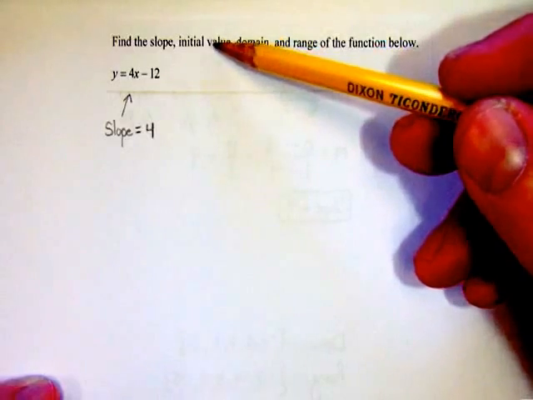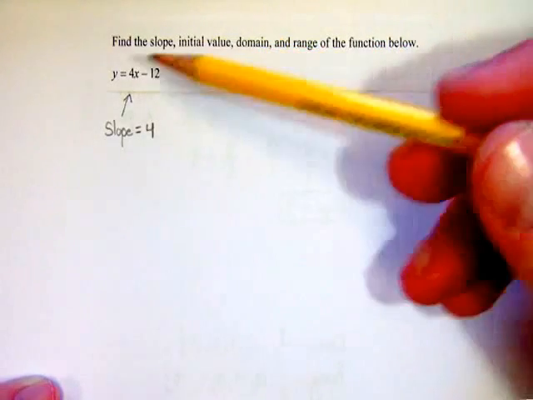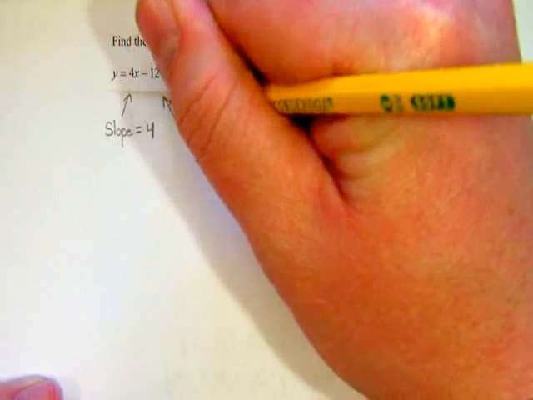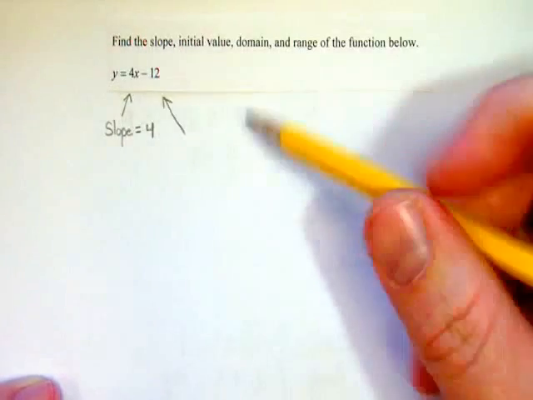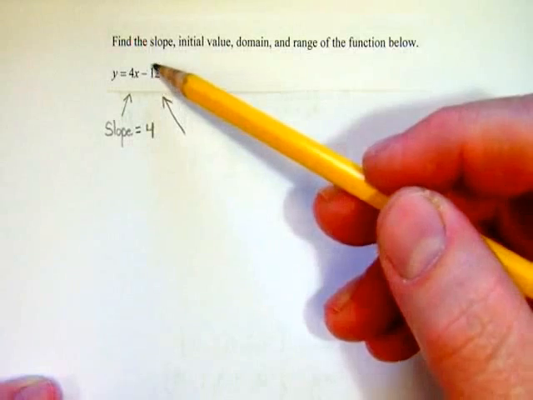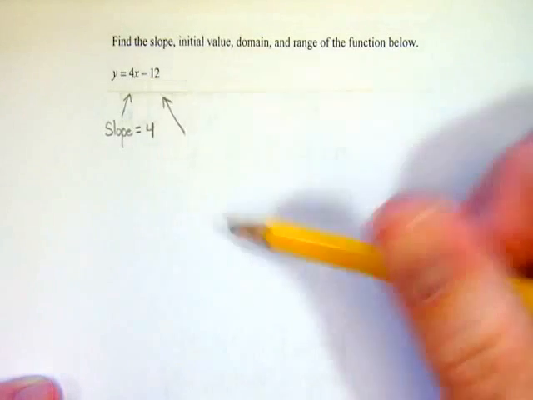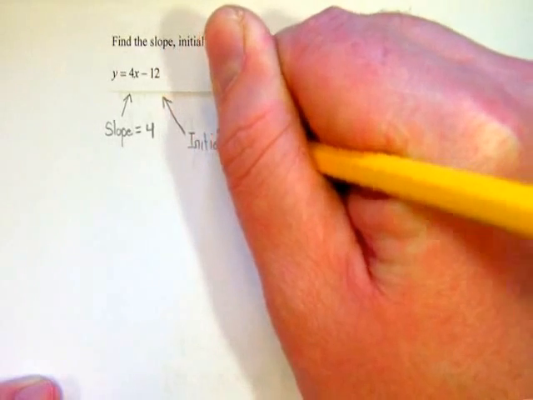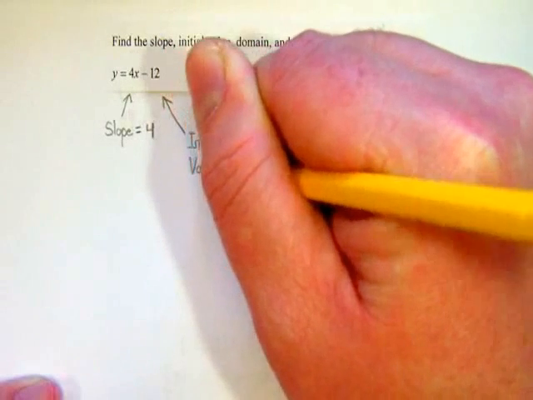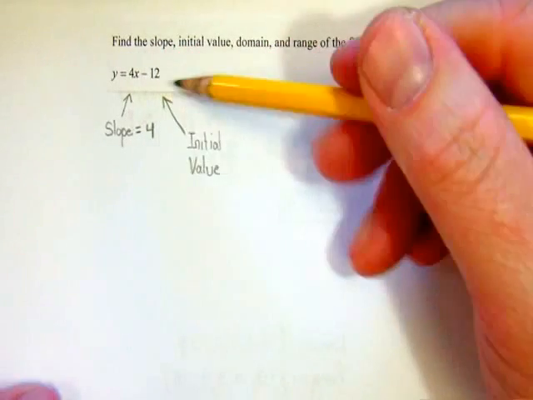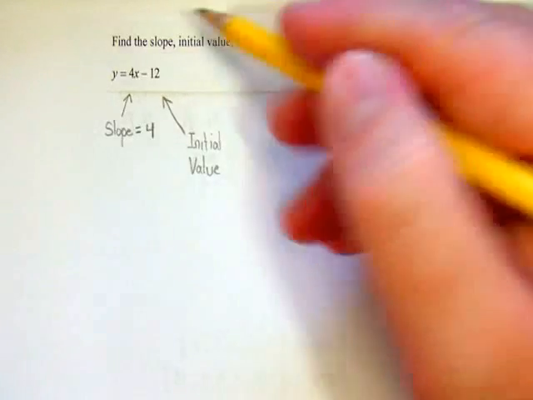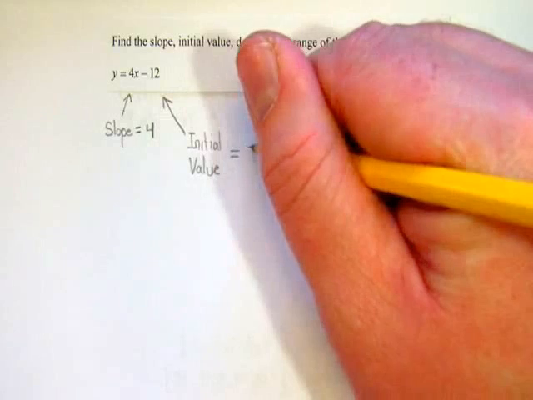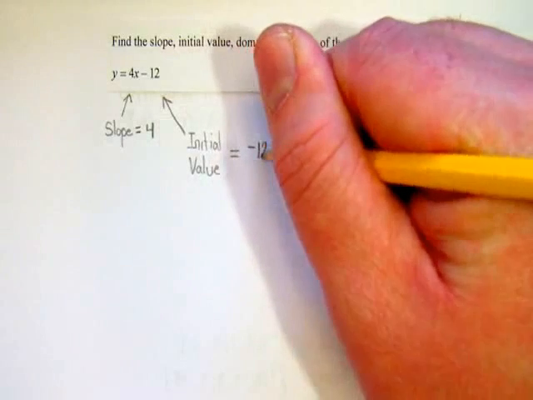The initial value, how much you start with, the y-intercept, is simply the number that is not a coefficient of x. So the other number you have that's being added or subtracted is your initial value. Now, there is something to be very careful about with this, which is that you want to take into account whether this is being added or subtracted. So in this case, we're subtracting 12, so my initial value would be negative 12.